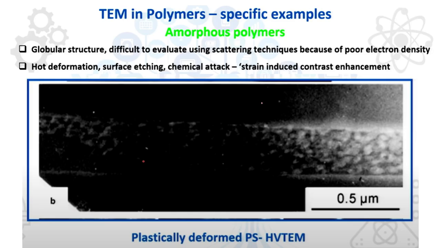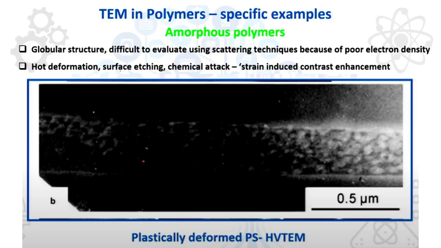Now, transmission electron microscope in polymer, how they are applied, the application of TEM in polymeric sample. So globular structure is difficult to evaluate using scattering technique because of the poor electron density. So we know if the material is not electrically conducting, the intensity of the scattered electron will be low. So that's why you need TEM.